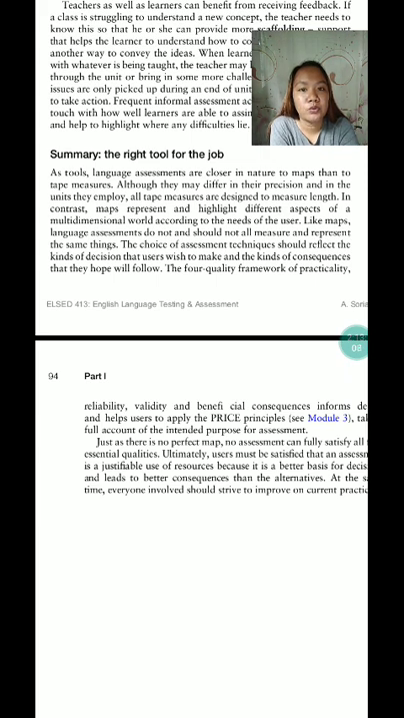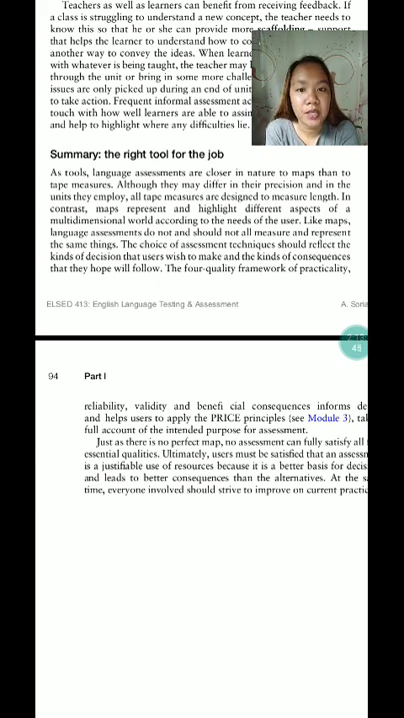Summary: the right tool for the job. As tools, language assessments are closer in nature to maps than to tape measures, although they may differ in their precision and in the units they employ. All tape measures are designed to measure length. In contrast, maps represent different aspects of a multi-dimensional world according to the needs of the user.